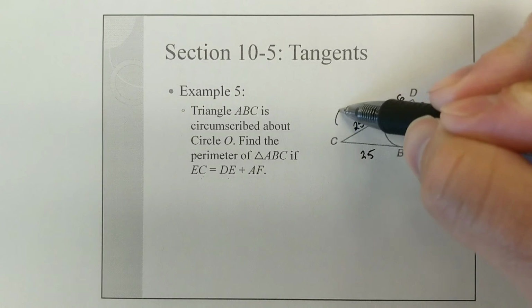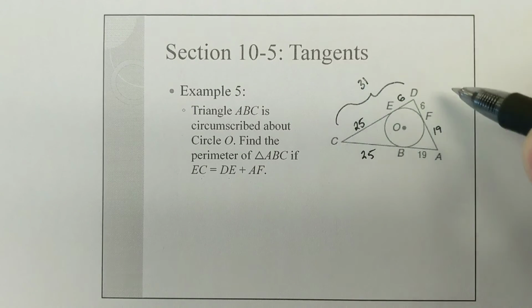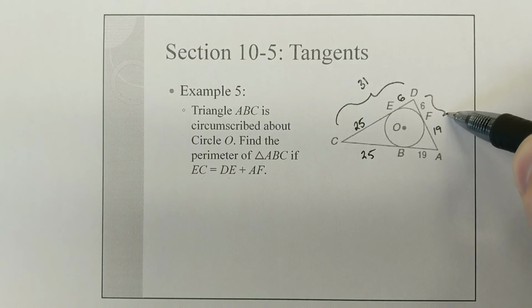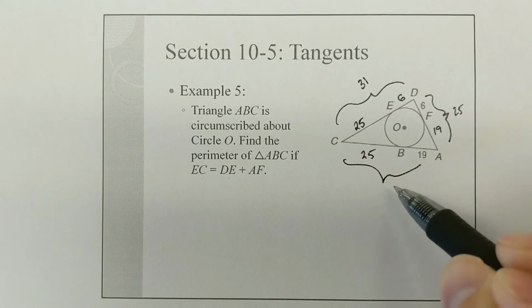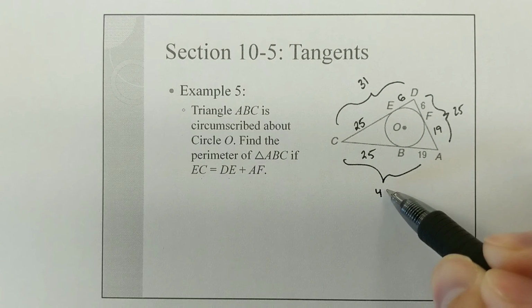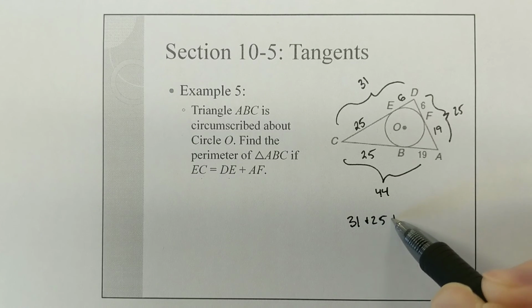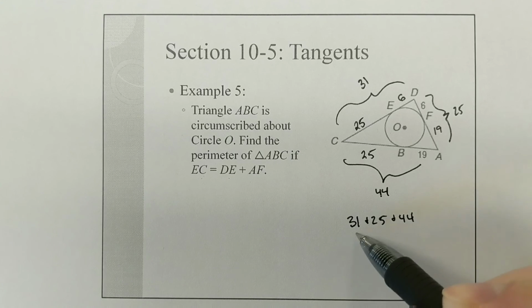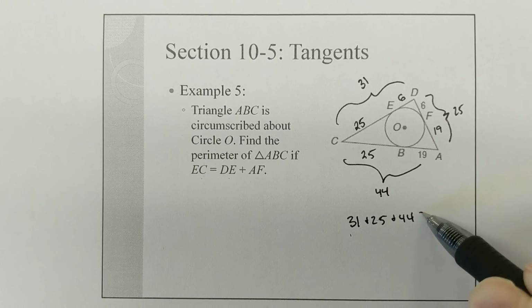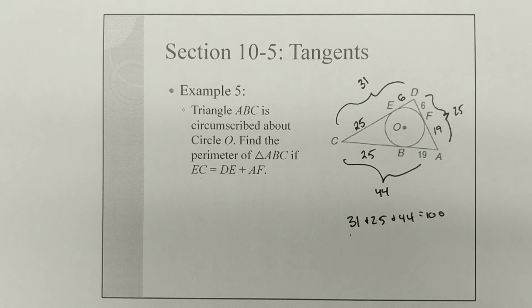So to find the perimeter, that side's 31. That side is 25. And that side is 44. So 31 plus 25 plus 44. Oh, that's 56 plus 44 is 100, is the perimeter of your shape. And that's the end of the section.